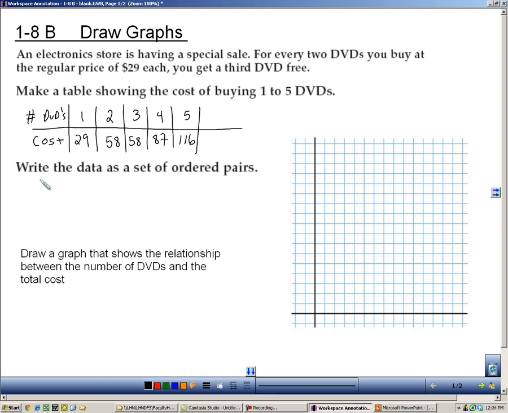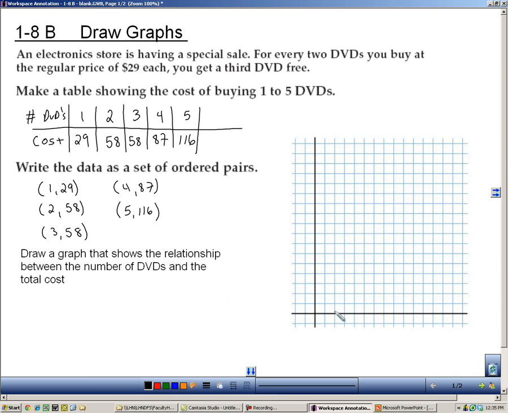Now I'm going to write those as a set of ordered pairs. Remember, ordered pairs, we write the x value first and the y value second, or the independent first and the dependent second. So I'm just writing these as x and y values because what I'm going to do is graph them on a coordinate plane that you see at the right. So now I'm going to draw a graph showing the relationship.